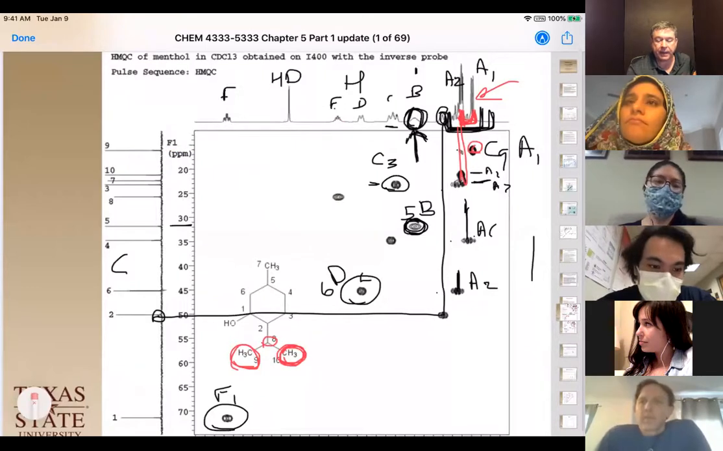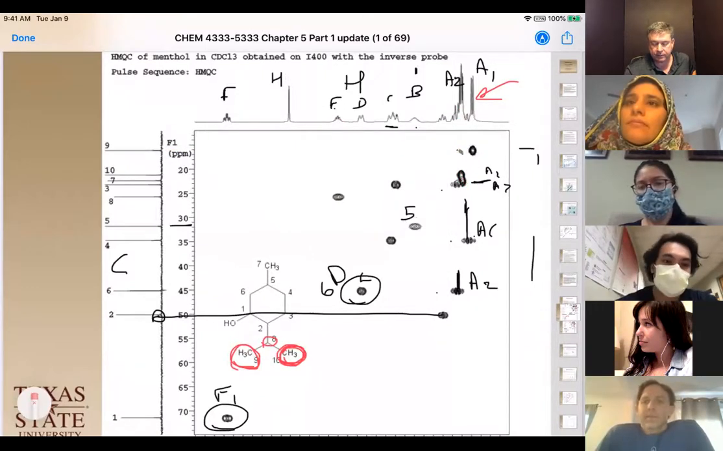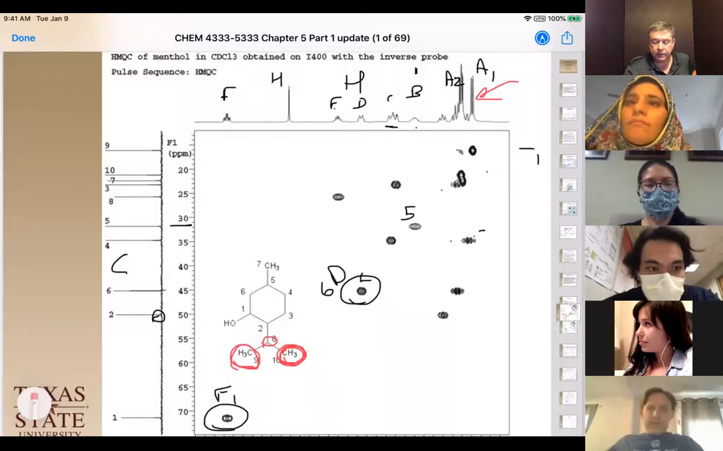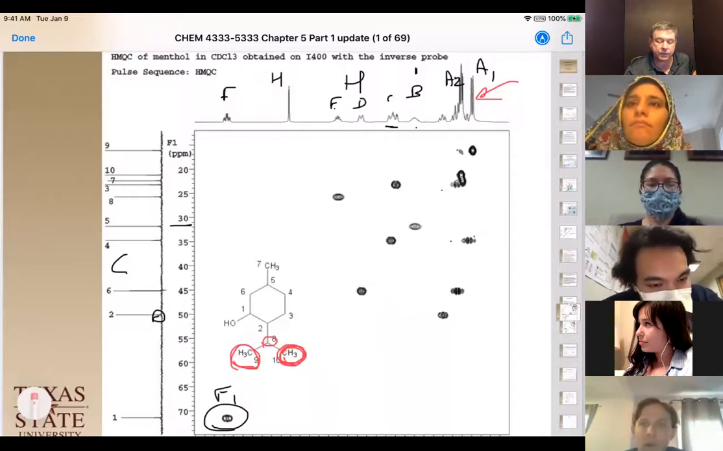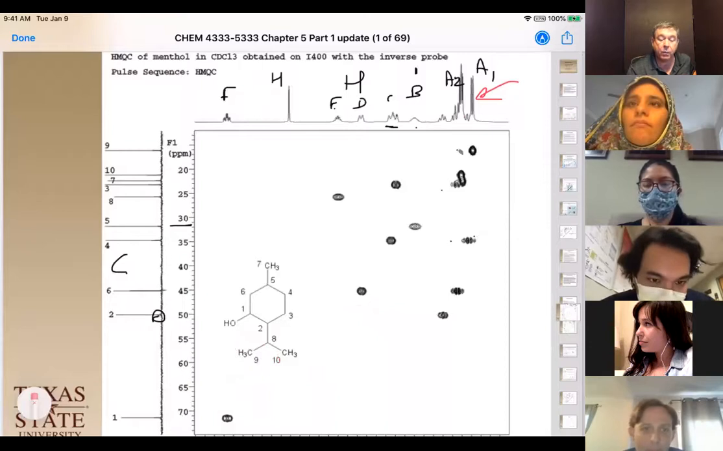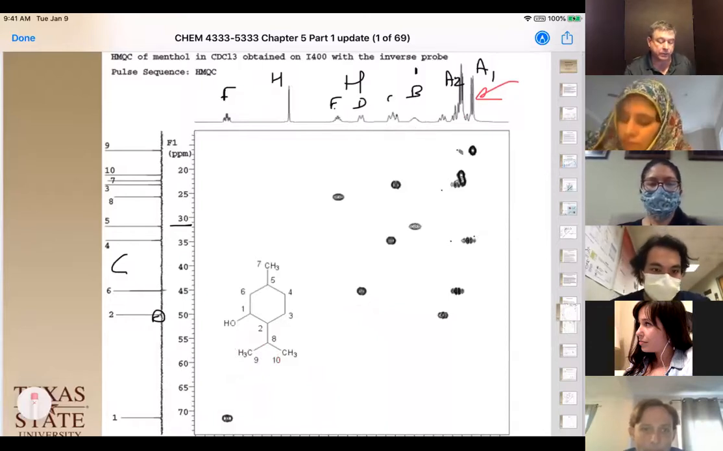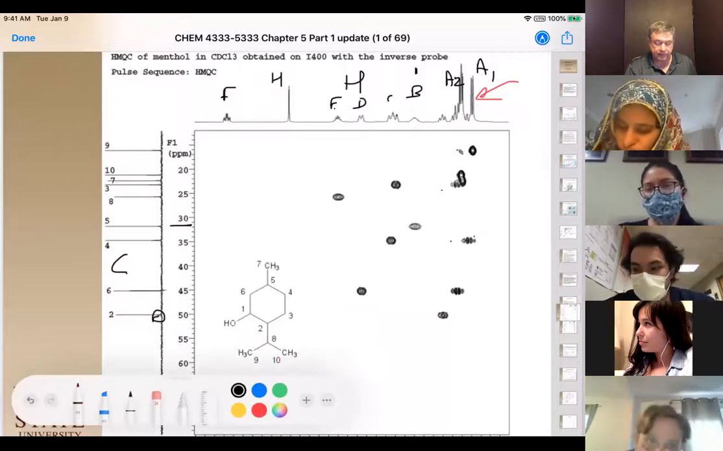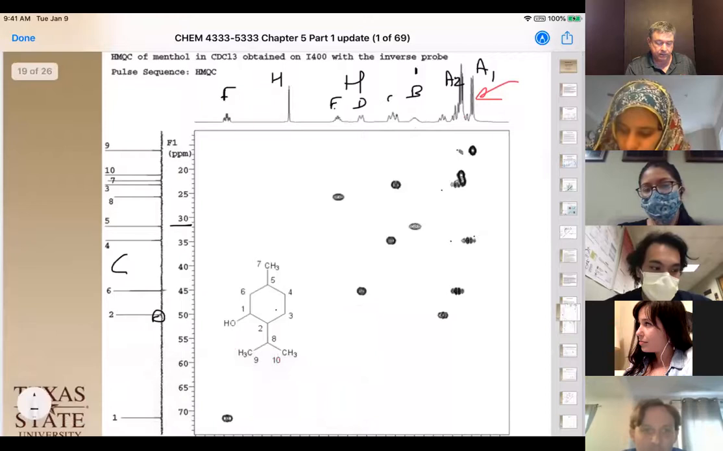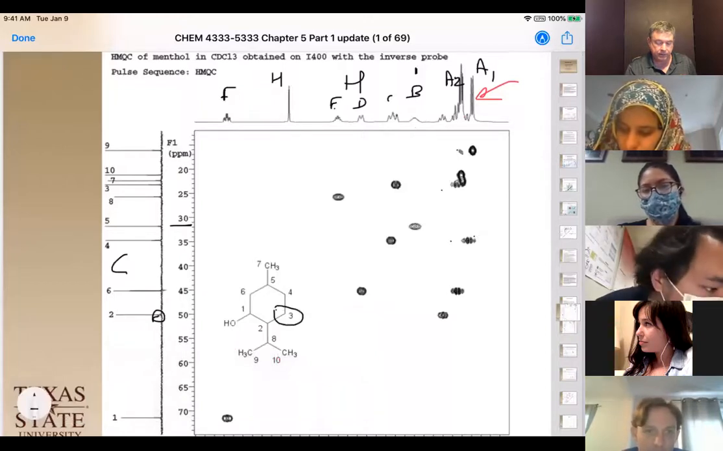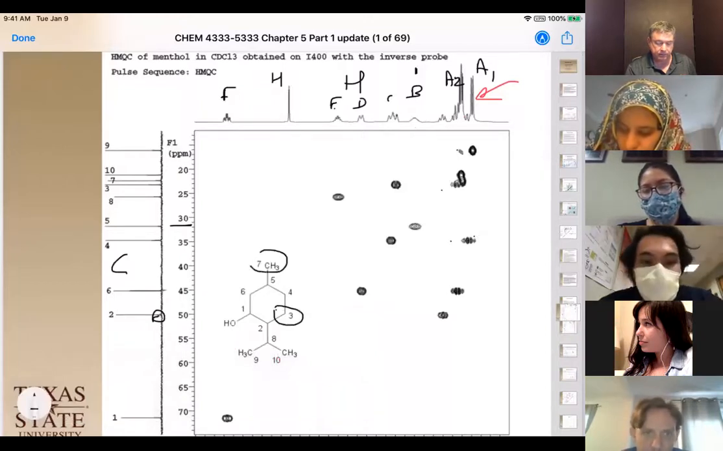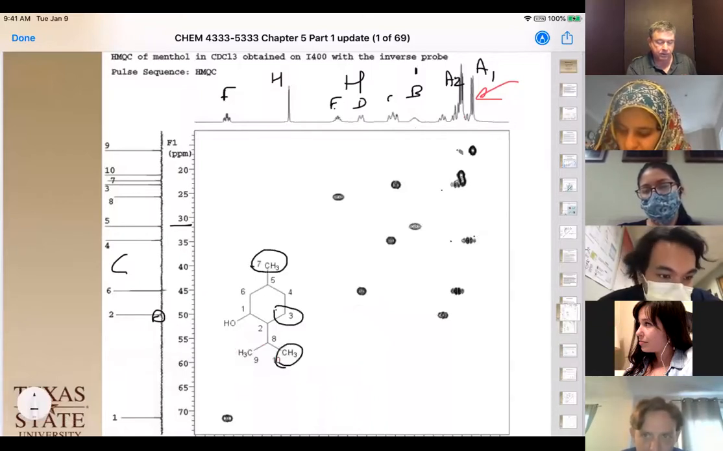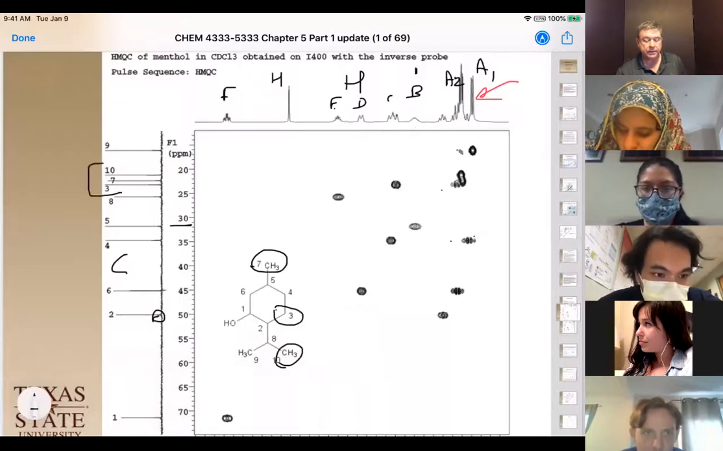So let's look back at our structure and see if our shifts start to make sense based on where our proton shifts are and where our carbon shifts are. So let's just start with the idea that 3, 7, and 10 are all the same in carbon shift.